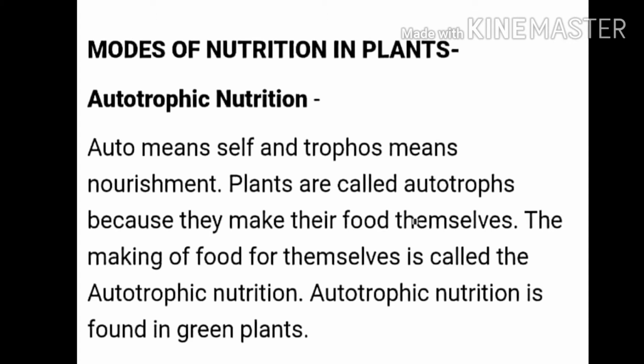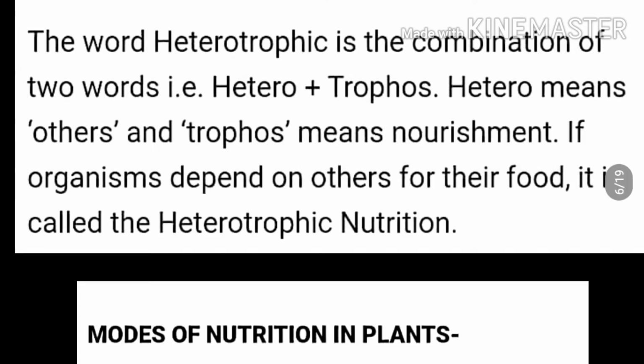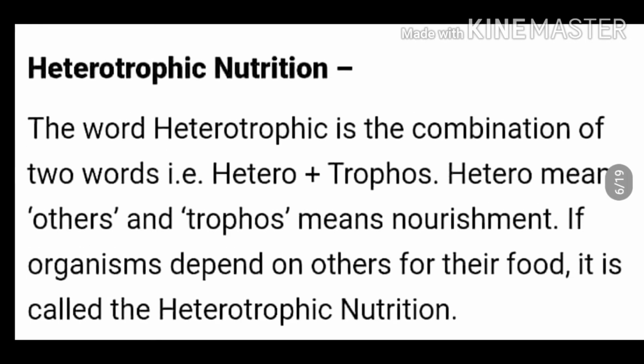This autotrophic nutrition is found in green plants. Now, heterotrophic nutrition. The word heterotrophic is also a combination of two words, heteros and trophos. Heteros means others and trophos means nourishment. So if an organism depends on others for its nutrition or nourishment, it is called a heterotroph, and the mode of nutrition under which those organisms depend on others for their nutrition and nourishment is known as the heterotrophic mode of nutrition.